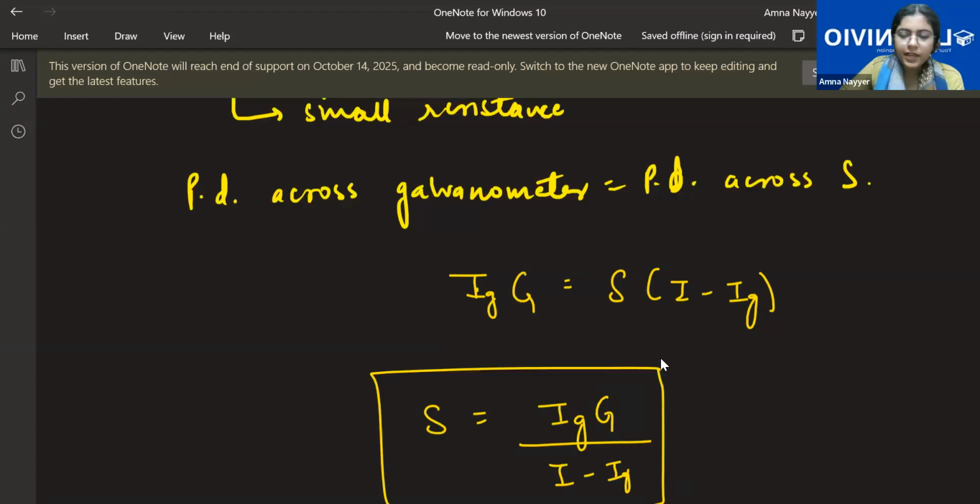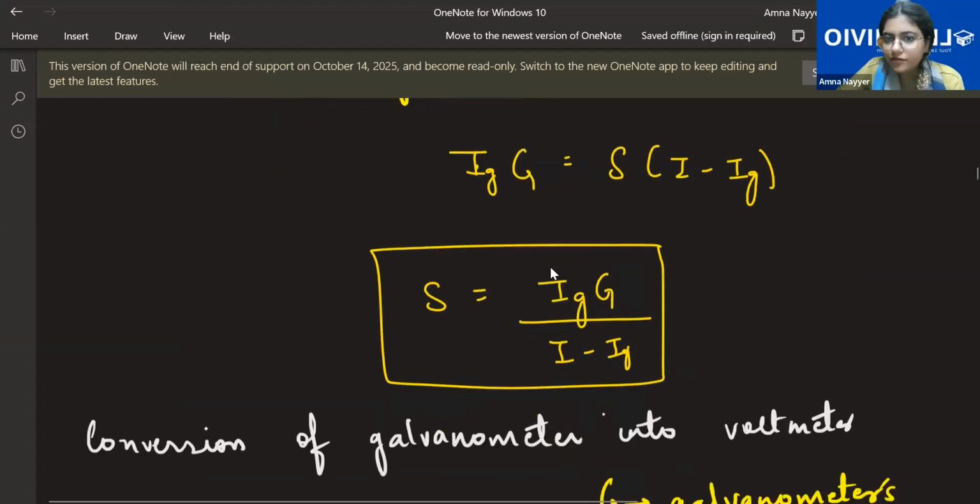Now if I have the value of the current through the galvanometer, the value of the galvanometer's resistance, and the value of the shunt, I'll be able to calculate the current I also. That's how an ammeter is constructed, meaning you get the value of the main circuit. But the requirement is that you should know all the rest of the values. In your numericals, you can calculate the value of the shunt. I think your case study is based on this only, the last case study.